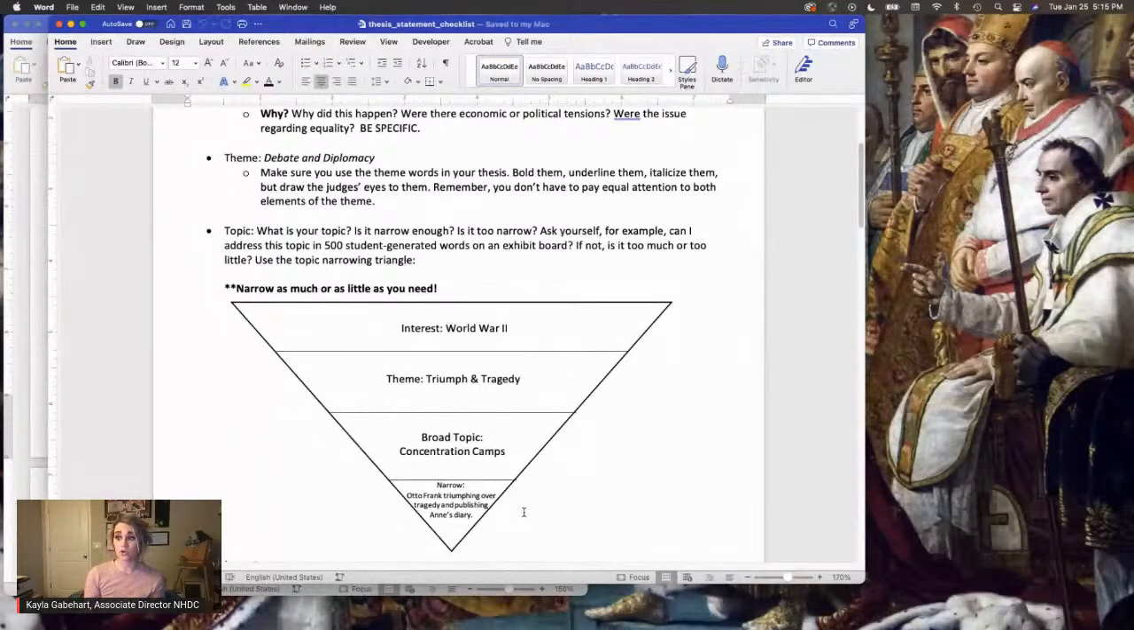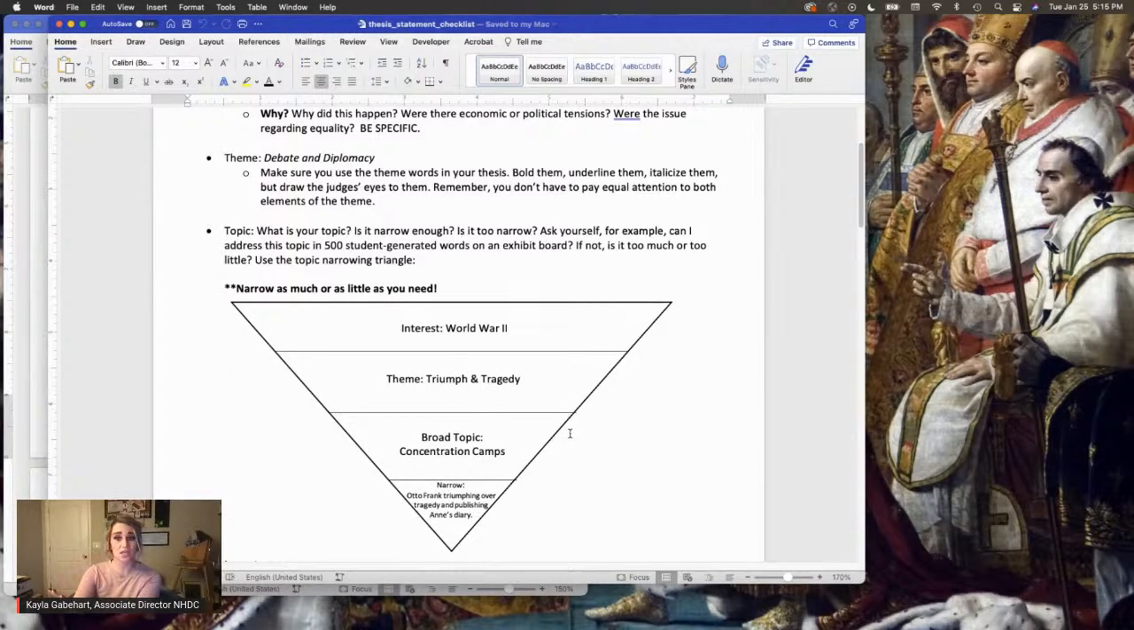We have our who, Otto Frank and Anne Frank, our what, publishing her diary, our when. We don't have that in this little description here, but we can add it. And why, again, we would need to add that there, but this is probably narrow enough to do in a History Day project. If you get to the bottom of your triangle and you still don't think your topic is narrow enough, keep going. Just because there's 4 slots in my triangle doesn't mean yours can't have more, okay?